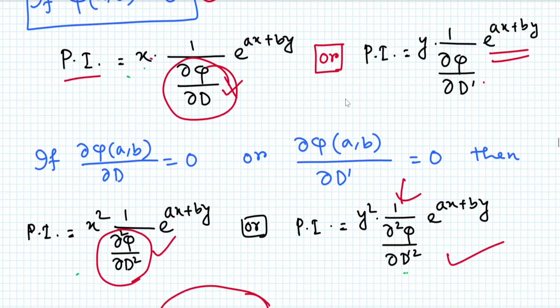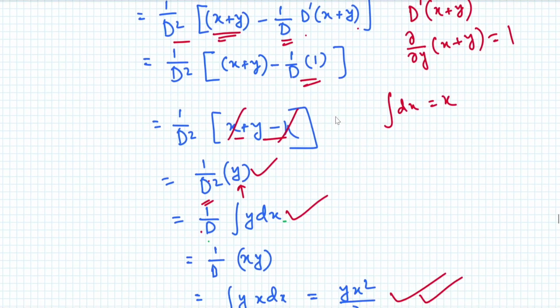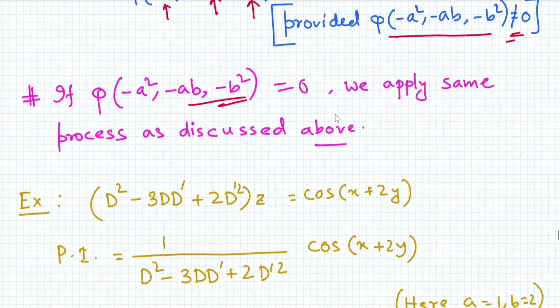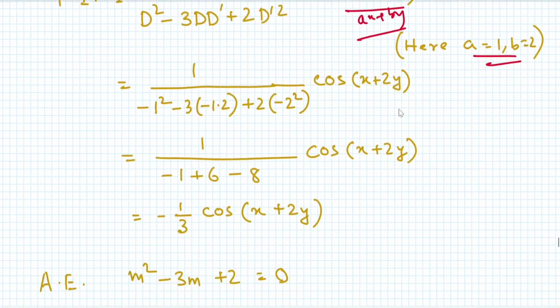Derivative with respect to d multiplied by x, the same process we apply here also, if the denominator term should be 0. So let us take an example: (d square minus 3 d d dash plus 2 d dash square) z equal to cos of x plus 2y. This is equal to 1 by d square minus 3 d d dash plus 2 d dash square of cos of x plus 2y. Here a equal to 1, b equal to 2, since this is of the form ax plus by.